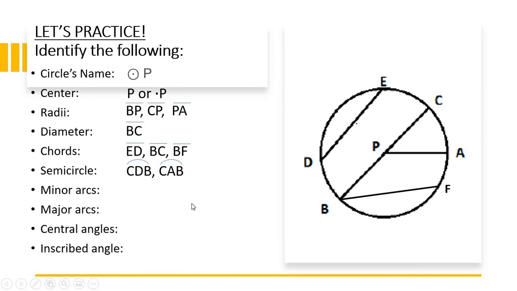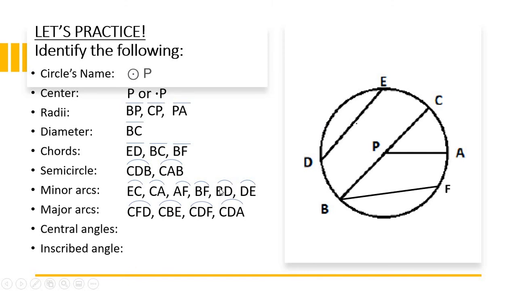Next, how about the minor arcs? So, yung mga arc na mas maliit kaysa sa semicircle. We have the arc EC, arc CA, arc AF, arc FB, arc BD, arc DE. Okay? At marami pa. Pwede rin tayong gumamit ng 3 points sa pag-determine ng minor arcs. For example, arc DEC. Diba? Mas maliit pa rin siya sa semicircle. Kaya considered pa rin siya as minor arc.